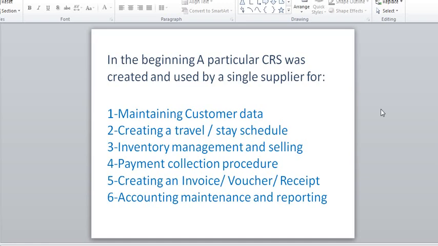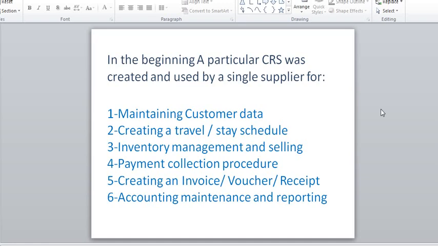And then the inventory management means how many seats are sold out, how many seats need to be sold, and what are the prices associated with different booking classes, etc. That's the inventory management. Of course, similarly in a hotel also they have the inventory management for their rooms, beds, and types of services, etc.